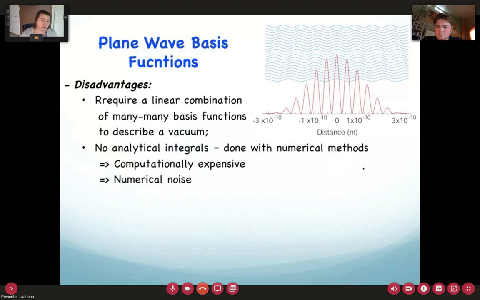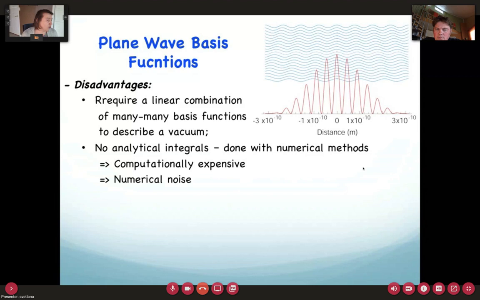Also, from a numerical point of view, there are no analytical integrals with exponents or with sine and cosine, which makes these calculations more expensive for taking some types of integrals, or it results in numerical noise. If you cannot solve it analytically, then a numerical solution, taking integrals through a numerical procedure, usually results in some kind of noise, which of course reduces accuracy. Again, this noise is the most pronounced when you apply this basis set to the molecules, to the localized structures.